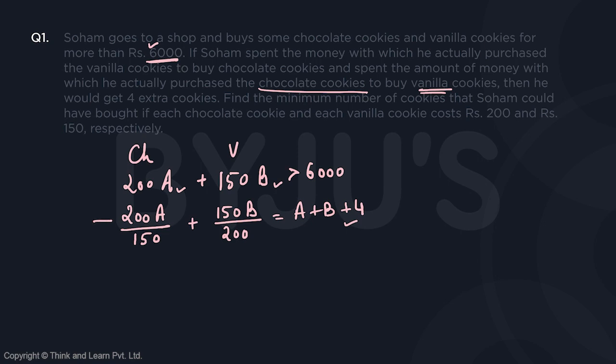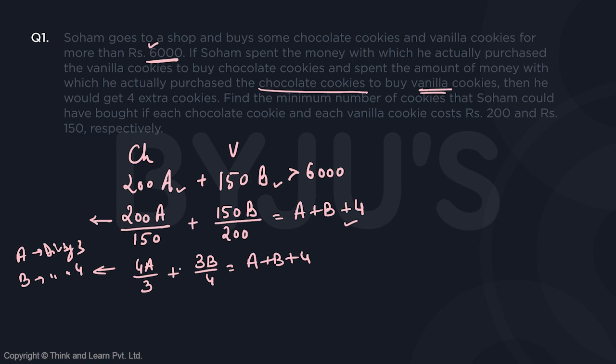So from here one thing becomes very clear: 200A should be divisible by 150 and 150B should be divisible by 200. If I cancel out by 50, I will get 4A by 3 plus 3B by 4 is equal to A plus B plus 4, which tells me that A should be divisible by 3 and B should be divisible by 4.